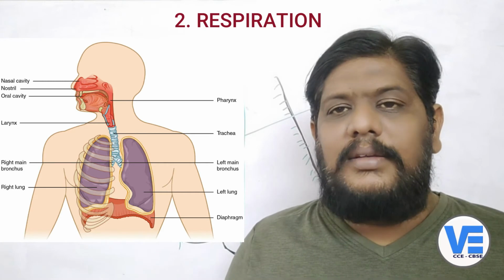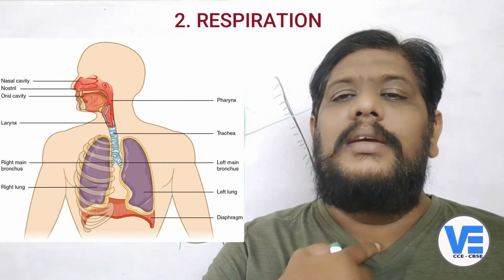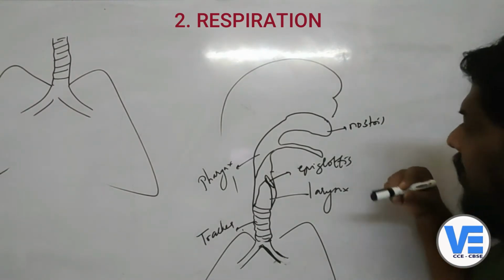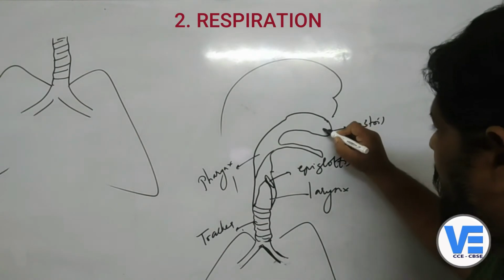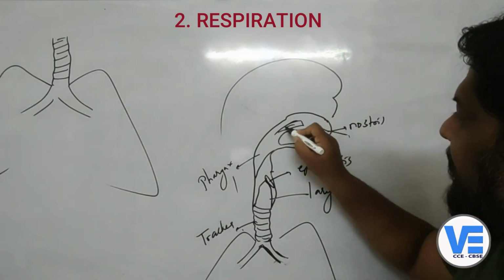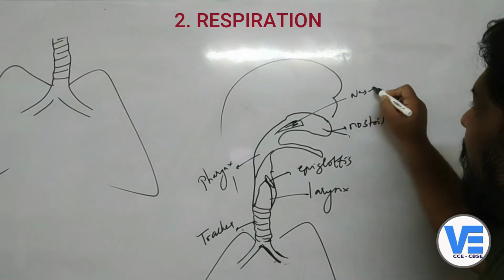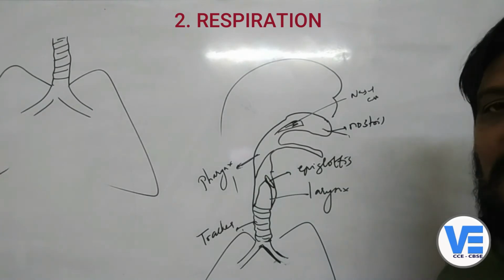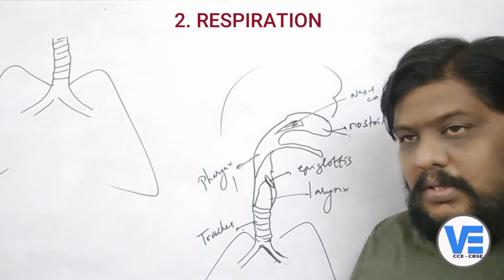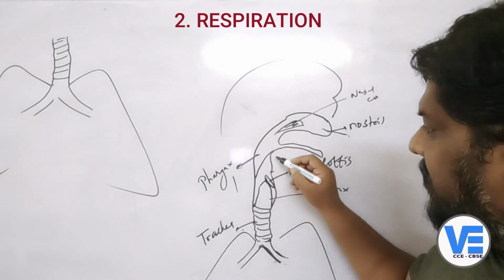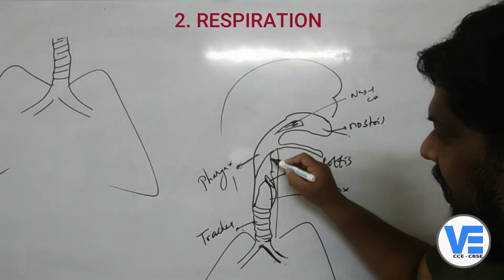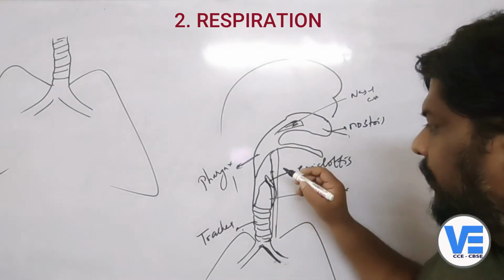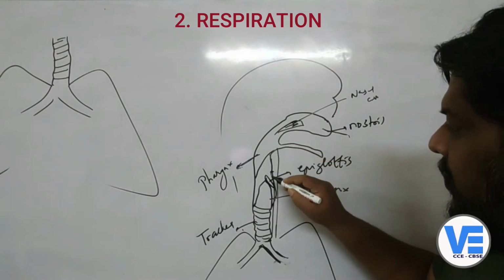So trachea is exactly present after the larynx. Here you can see the nostrils, and the air will pass into the nostrils first. Then the nasal cavity, where the air is filtered, and then the air enters into the pharynx. This pharynx is the common passage for food and water. It is also linked with the esophagus, and this esophagus will carry the food into the stomach.